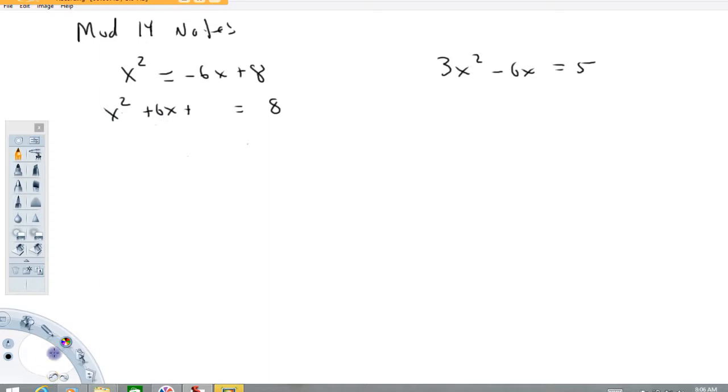To find that value, you take a look at the 6, cut it in half, which would be 3, and square it. 3 squared being 9, so I'm going to add a 9 there, and you have to add it to both sides to maintain equality. Now, this left-hand side, by design, is equal to x plus 3 times x plus 3, or x plus 3, the quantity squared. And the right-hand side is equal to 17.